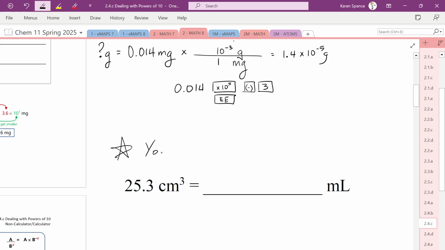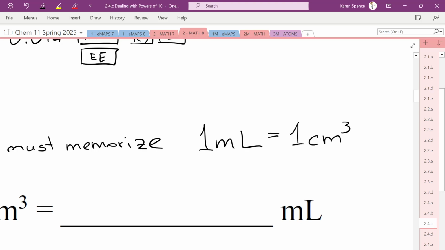Ooh, here's one. You must memorize. One milliliter is the same as 1 centimeter cubed. You're just responsible for knowing that. Okay? And if that's hard for you to remember, what you're going to do is you're going to take a look.